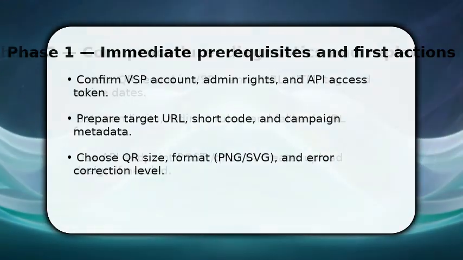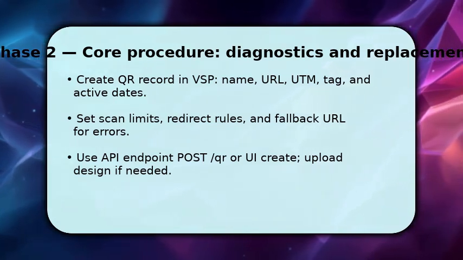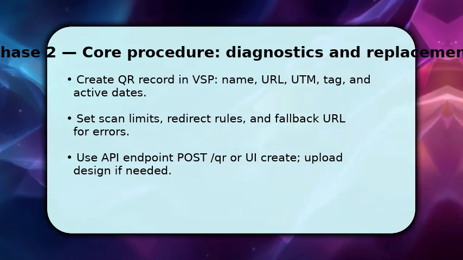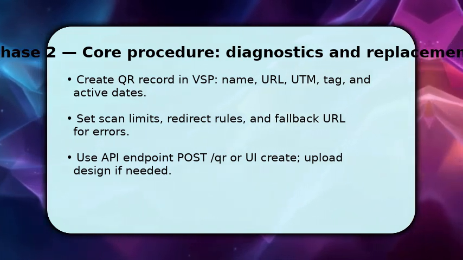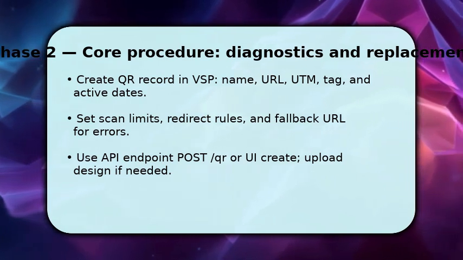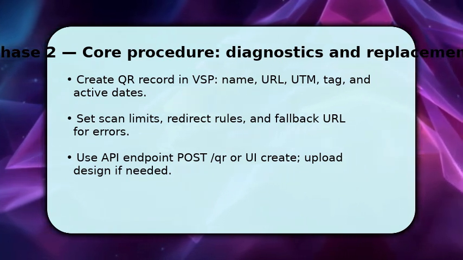You now create the QR record in VSB, filling name, URL, UTM parameters, tags, and active dates. Once done, configure scan limits and redirect rules so users land in the right place. If you want branding, upload a logo or SVG mask and pick colors. Make sure to test with high error correction for print.